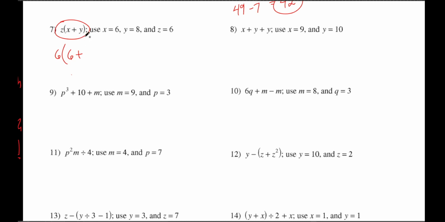We'll see. All right, plus what? 8. Okay? Now, here we go. That was the new part. That was the only thing new about this worksheet. Now what we do is the stuff inside.